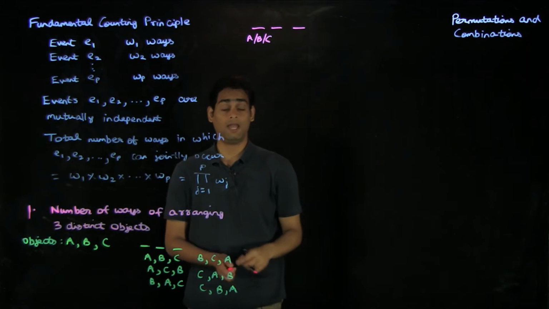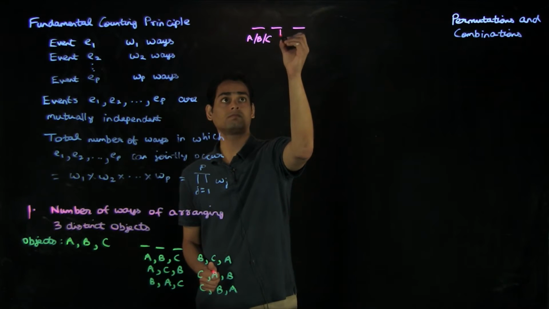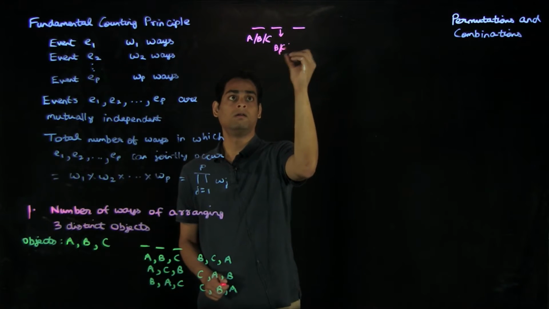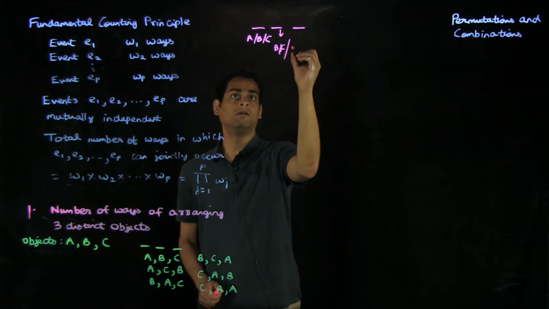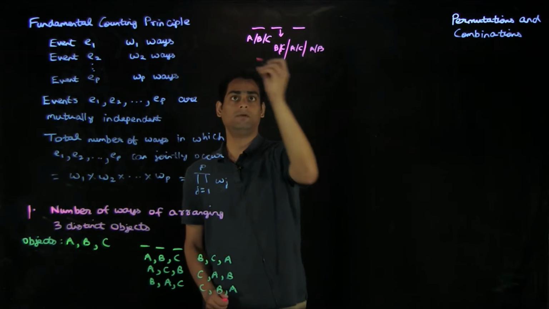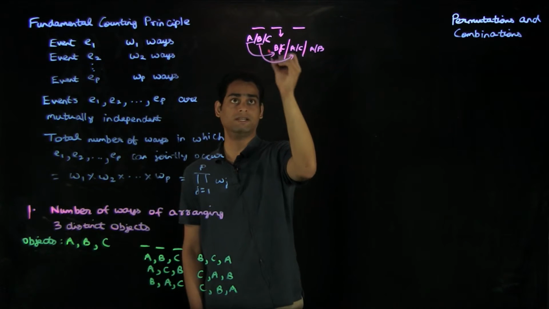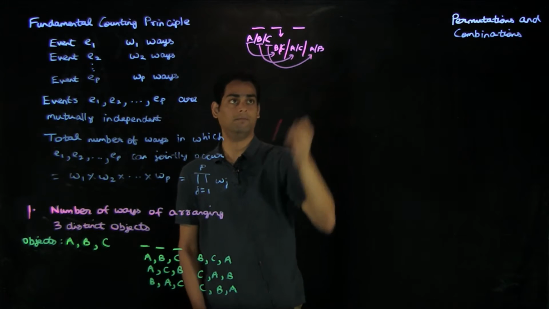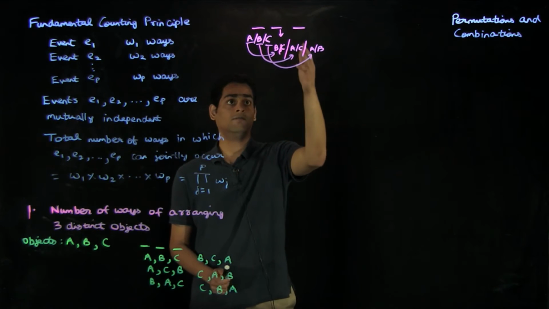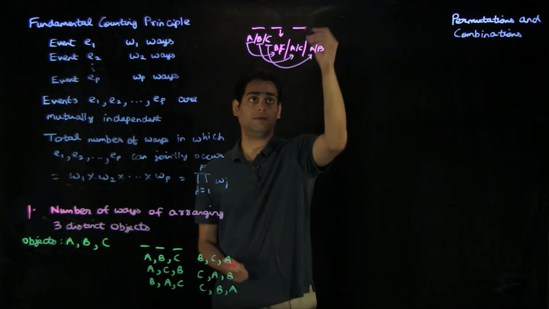Once you put either A or B or C in the first spot, irrespective of what object you put in the first spot, the second spot has the options either B or C, or it has the option A or C, or it has the option A or B. So if you put A in the first spot, then you can put B or C in the second spot. If you put B in the first spot, you could put A or C in the second spot. And if you put C in the first spot, you could put A or B in the second spot. So depending on what object you put in the first spot, you have 2 options for the second spot. And once you put objects in the first 2 spots, the last spot is automatically determined. Right?